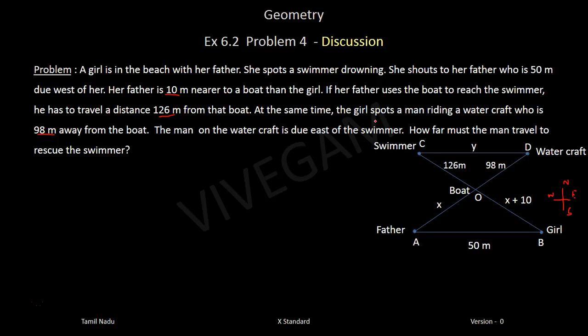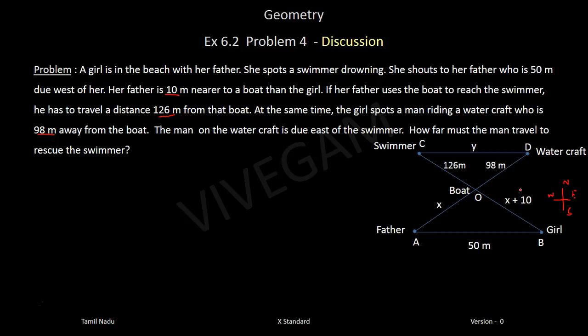And at the same time, the girl spots a man riding a watercraft who is 98 meters away from the boat. So the watercraft is here, and this distance is 98 meters because the watercraft is 98 meters from the boat. The man on the watercraft is due east. So for the swimmer, this is west and this is east, right? The man is on the eastern side. So everything seems to be fine now.